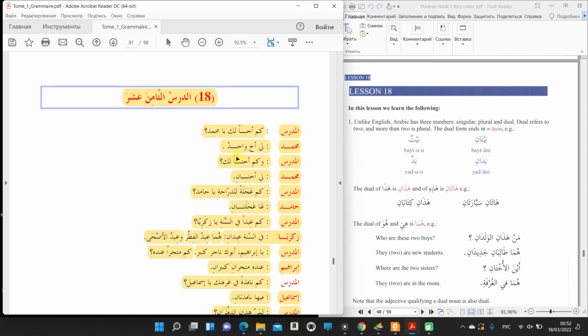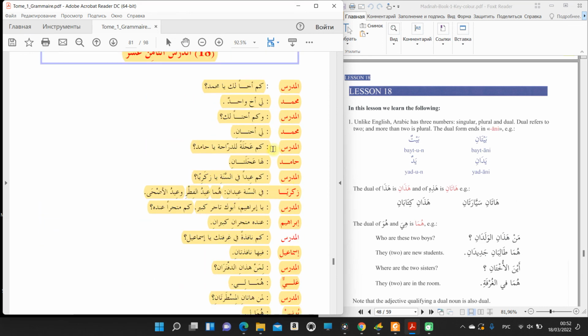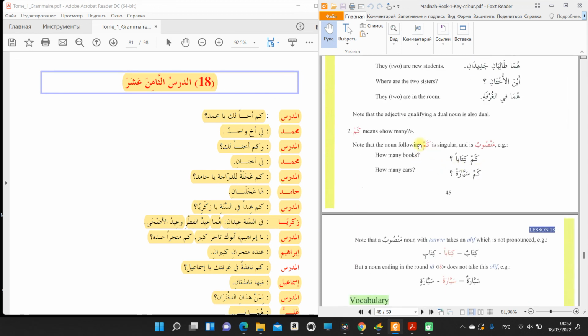So yeah, that's it for this lesson. Just as usual, take a close look at this lesson, read the dialogue at least 5 times, comprehend this concept of the dual number, and remember that once you use this kam, which means how many, the noun that's following it is mansoob, which means that it takes fatha usually.